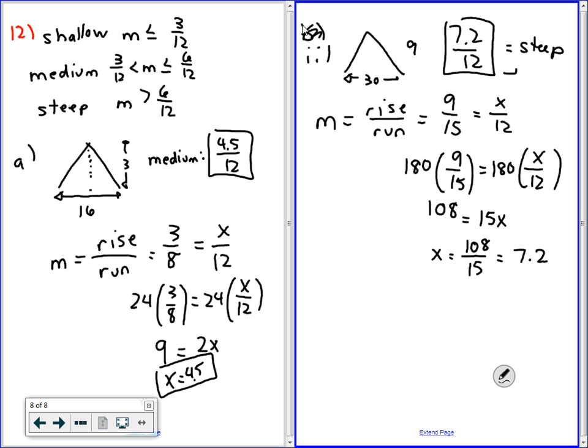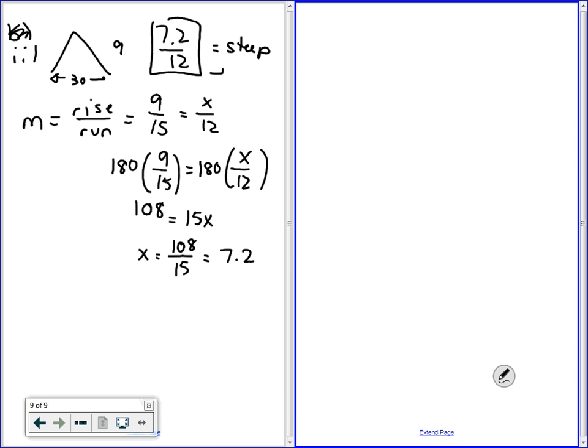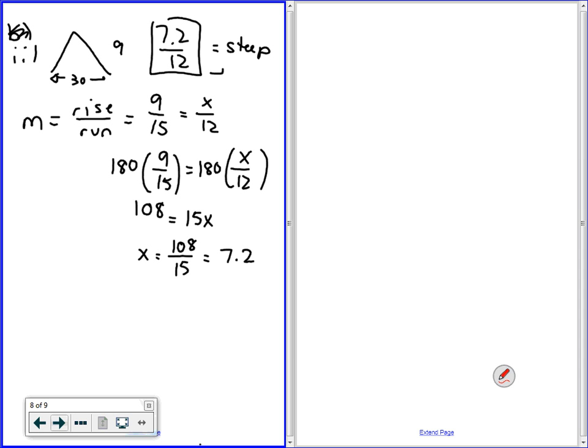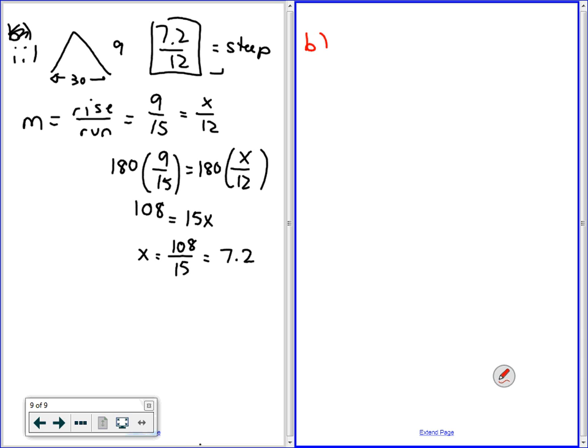So 7.2 over 12, that's Steve. Letter B, you can put a star beside, because this is one that I would actually use. So letter B says, please put a star. A roof is 10 meters wide.